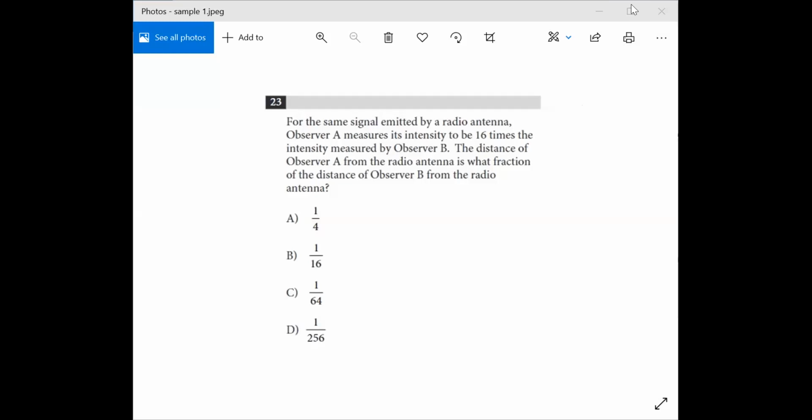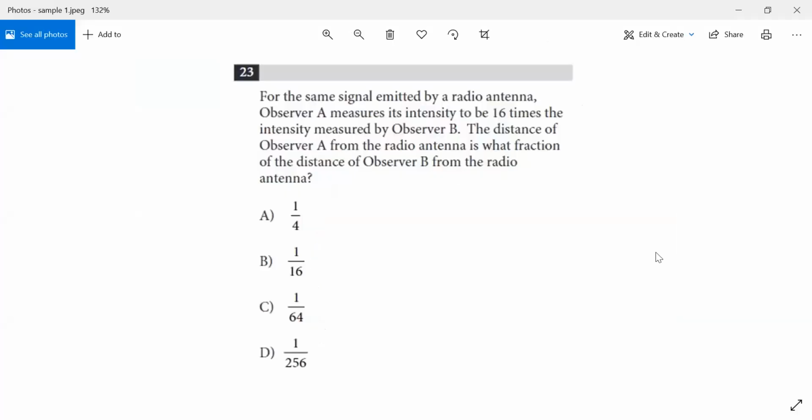Now, we're just going to use this formula to look at the same signal. Observer A measured an intensity which is 16 times the measure of observer B. So there are two measures here, one is 16 times the other one. And the formula is here. So let me go ahead and put the formula here, and then we can write down what's given and what we have to find.